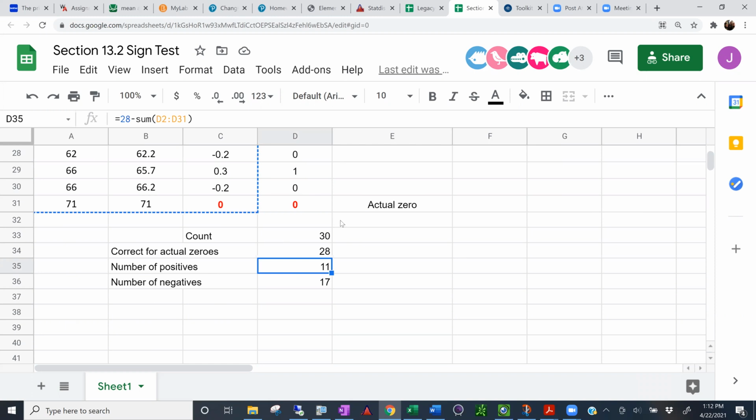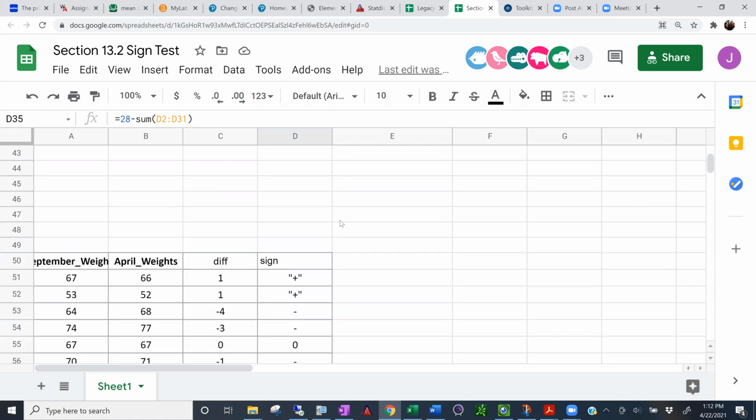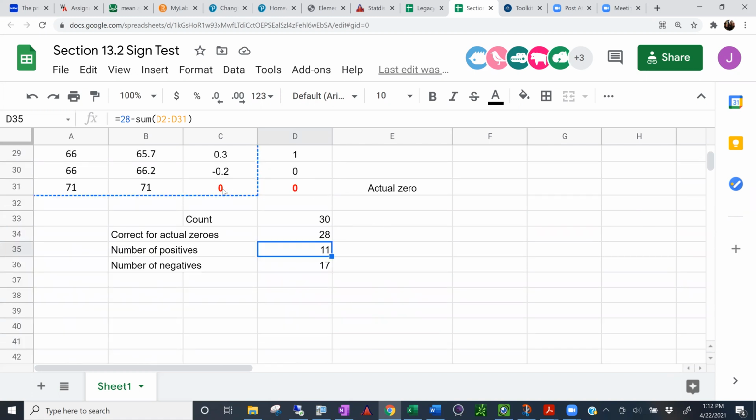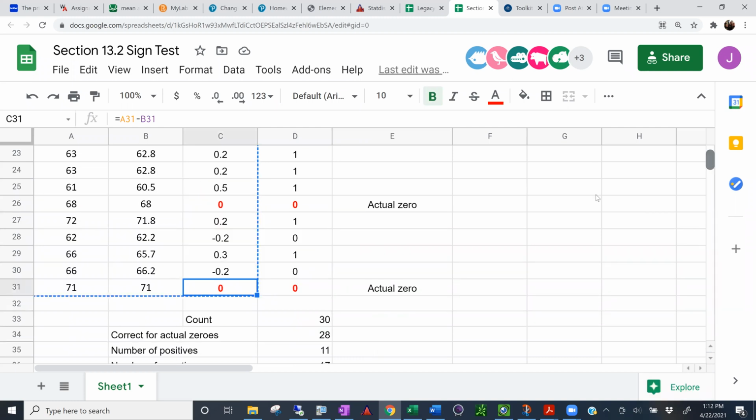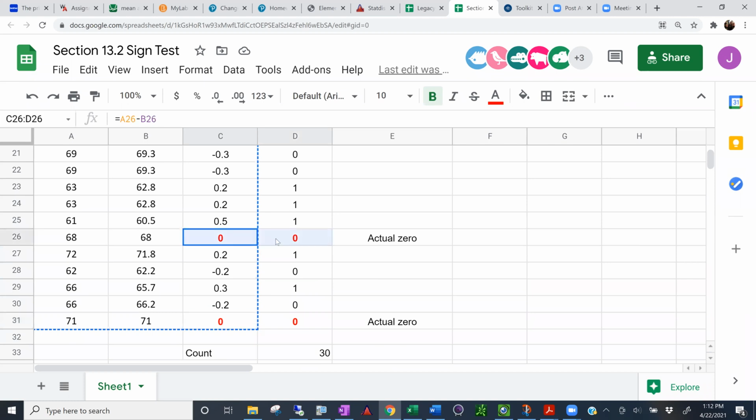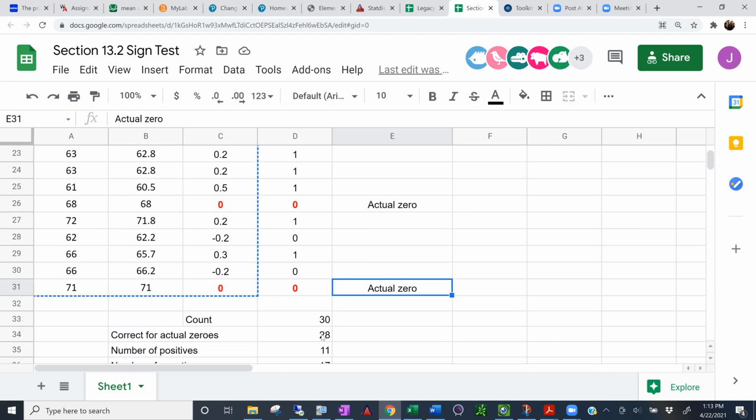What you've got to be careful about is that a couple of these observations are actually 0. So even though there's 30 observations in this data set, as far as the sign test is concerned, how many observations are there? 28, because I have to throw out the actual zeros, the 2 of them. Those don't count towards our data set.